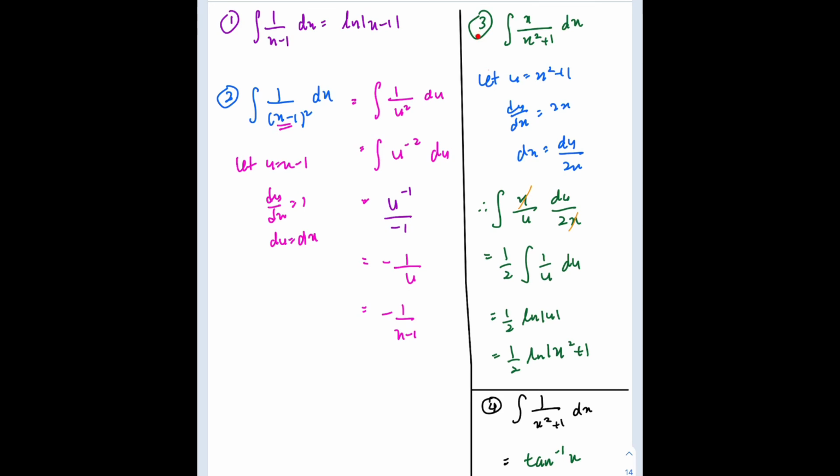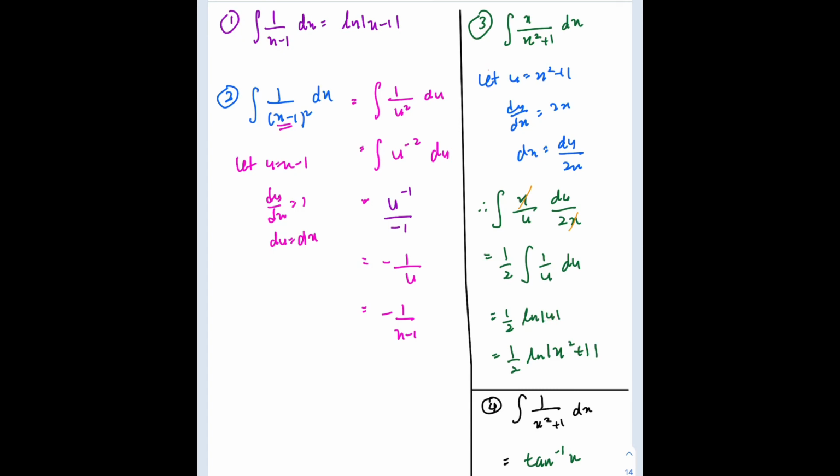Integrate x over x squared plus 1 dx. So again, we need to use u substitution. Let u be x squared plus 1. du over dx is 2x. Therefore, dx is just du over 2x. Let's substitute here. So integrate x over u, so substitute du over 2x. So this is a common term, cancel out. 1 over 2 is a constant, take it out. So 1 over 2 integrate 1 over u du. So this is very simple to integrate. This is just ln modulus u. So let's back substitute our u, which is x squared plus 1.